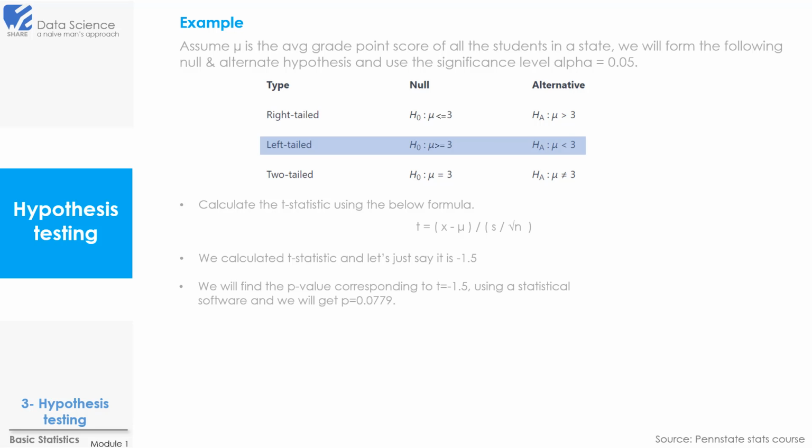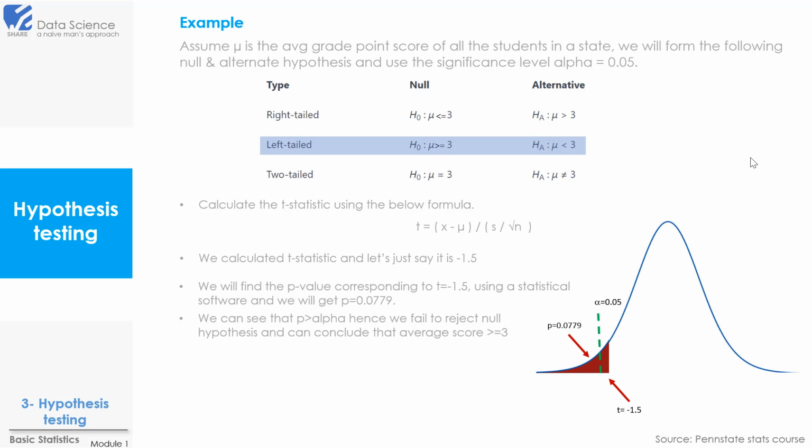Now we will find the p-value using t-value that we have calculated along with the degree of freedom, that is 14. We will give this value to any online calculator and we'll get the p-value as 0.0779. We can see here that our p-value is greater than alpha, hence we failed to reject the null hypothesis. So we can conclude that our average score is greater than or equal to 3.